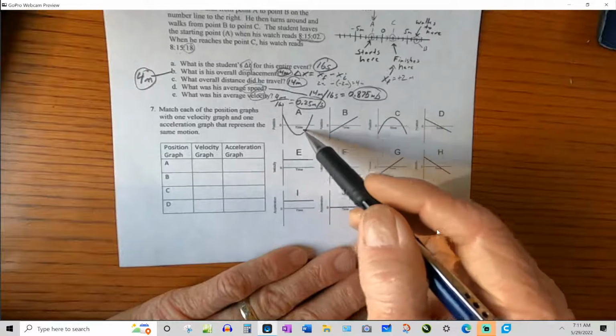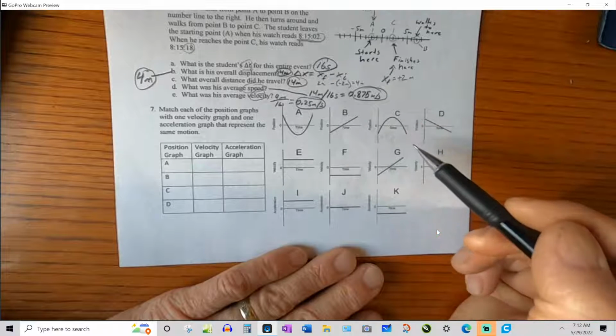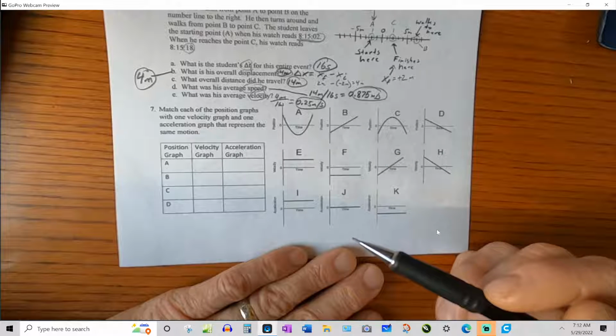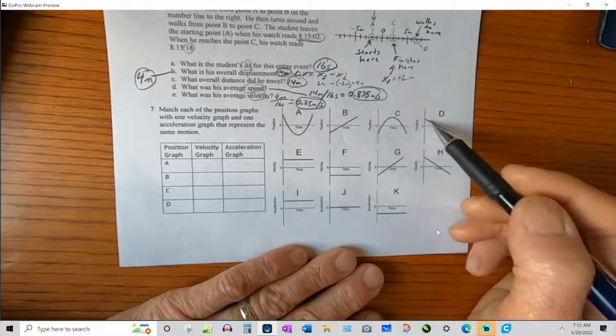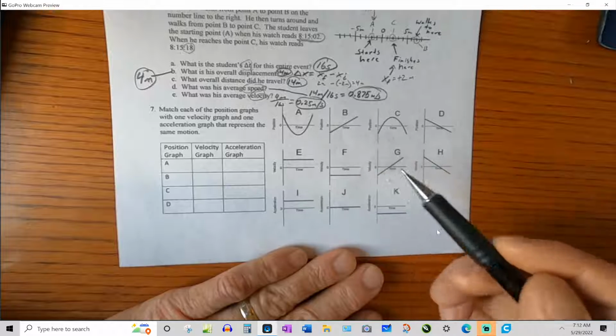If it's an upward curve, there's positive acceleration. If it's a downward curve, there's negative acceleration. If there's no curve, there's no acceleration. If it's going up, there's positive velocity. If it's going down, there's negative velocity. So here's what we can do with that.